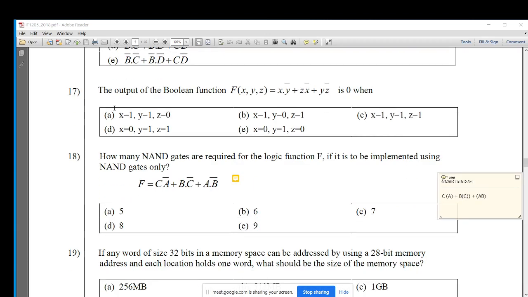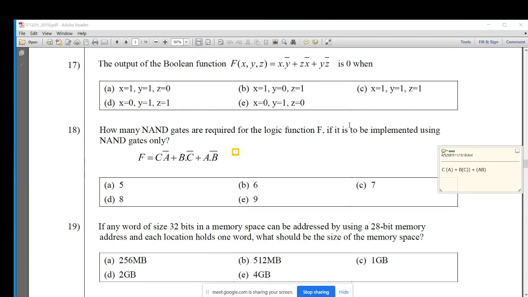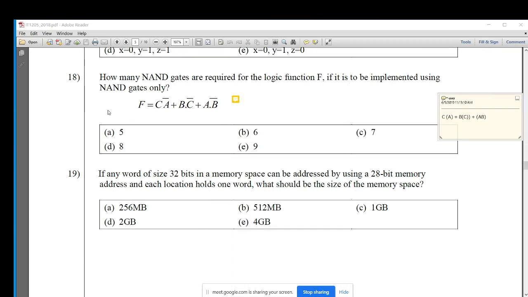Right. So this one I'm not going to do. This is a very easy question. So just substitute and see which one you are getting for C. Okay. Right. So then we have another question. How many NAND gates are required for the logic function if it is to be implemented using NAND gates only? Right. So yes, NAND gates only.